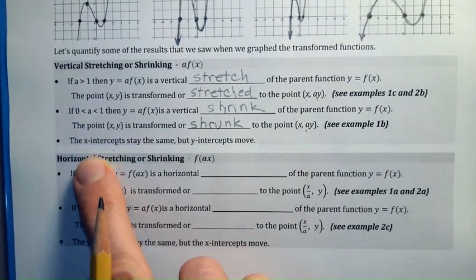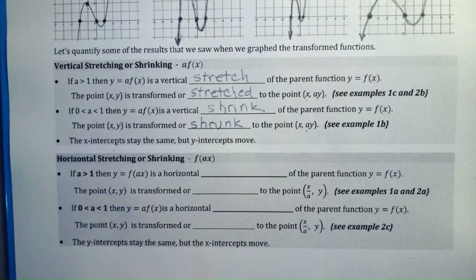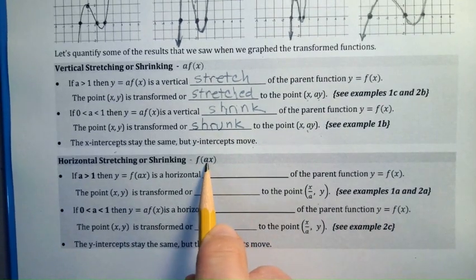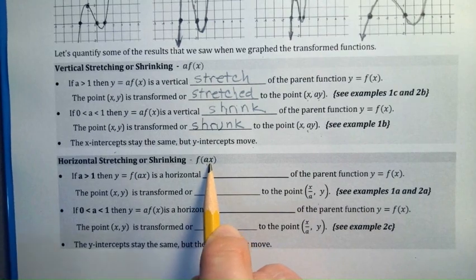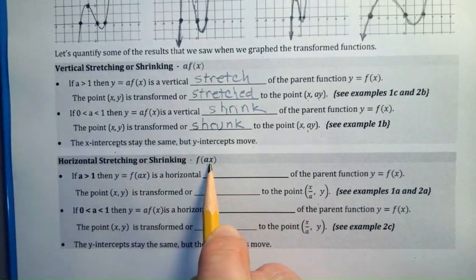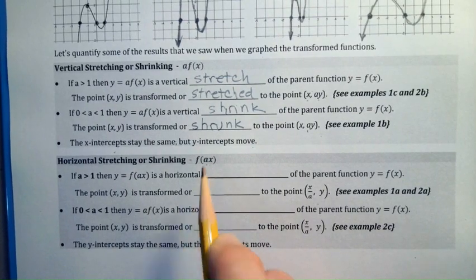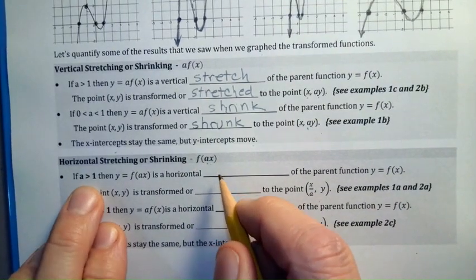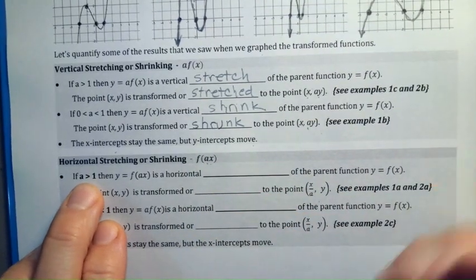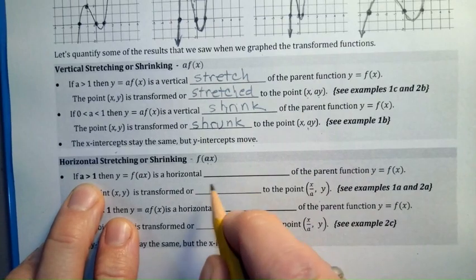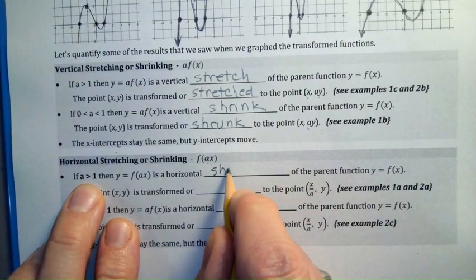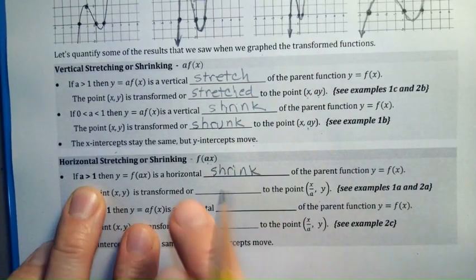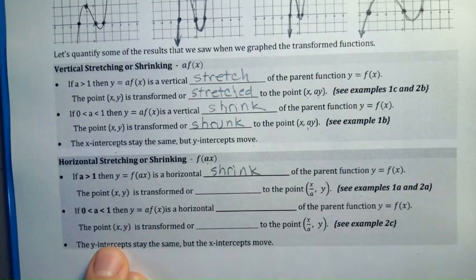All right, now horizontal stretching and shrinking. This happens if the a is multiplied by the x and plugged into the function. So instead of putting in f of x, we're doing f of ax. If a is greater than 1, so it's big, right? It's bigger than 1. You think intuitively that it should stretch it, but it doesn't. It shrinks it. It has a horizontal shrink of the parent function.